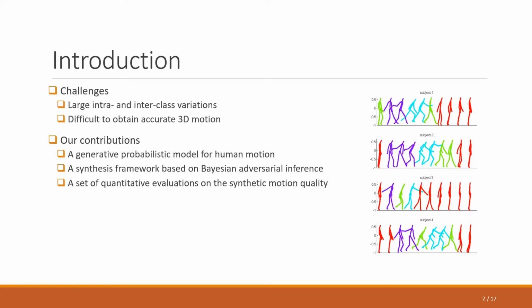Modeling human pose is important for understanding human motion, which has a long-standing interest within the computer vision community. It is nevertheless challenging, partially due to large variations in pose within and across different actions and difficulty in obtaining accurate 3D motion. In this paper, we propose a Bayesian adversarial inference framework on top of a generative probabilistic model for human motion synthesis. A set of quantitative metrics are adapted and used to evaluate the synthesis quality.